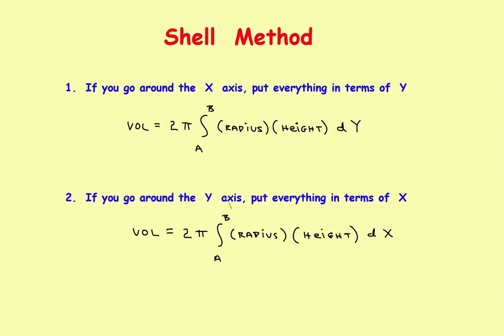So if you go around the y-axis or a vertical axis, put everything in terms of x. So our starting point will be this formula right here, the radius times the height, with everything with respect to x. So let's take a look at the problems.